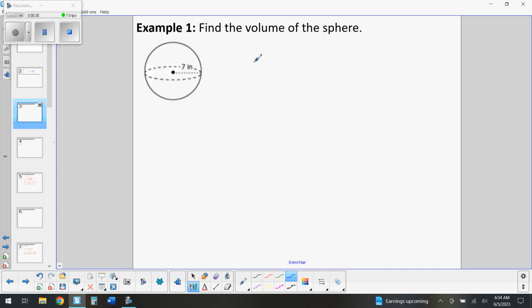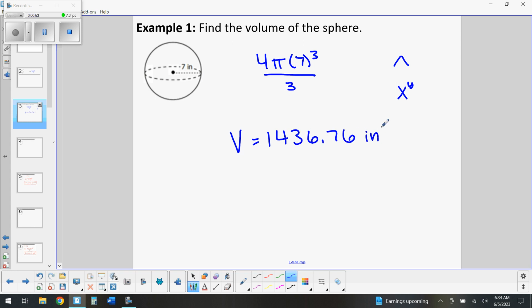We see that the radius here is 7, so that's going to be 4 pi 7 cubed over 3. And I can put this all in my calculator. Most calculators, to raise to a power other than 2, will have a caret symbol or a button that looks like this. And when we put this all in the calculator, we get a volume of 1,436.76 cubic inches.